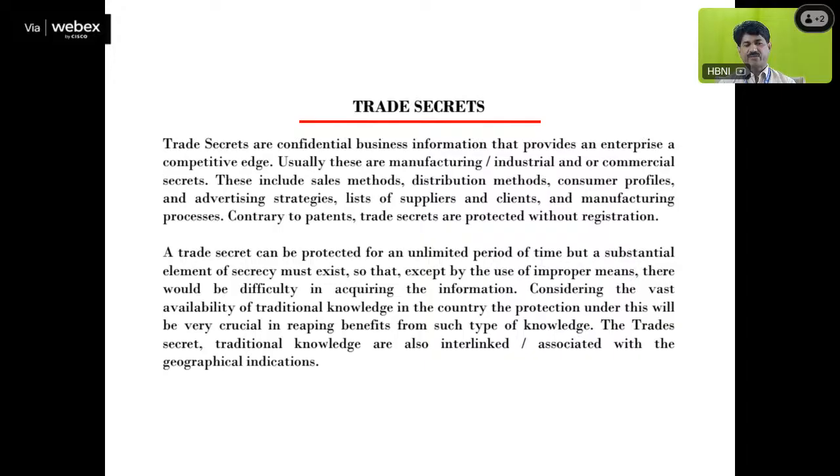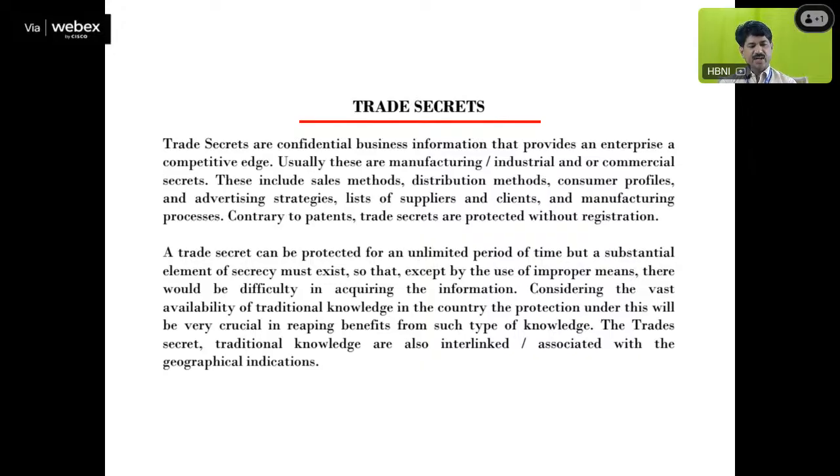A trade secret can be protected for unlimited time, but a substantial element of secrecy must exist, so that except by the use of improper means, there would be difficulty in acquiring the information. So that is the rule of maintaining secrecy. Considering the vast availability of traditional knowledge in the country, the protection under this will be very crucial in reaping benefit from such knowledge.